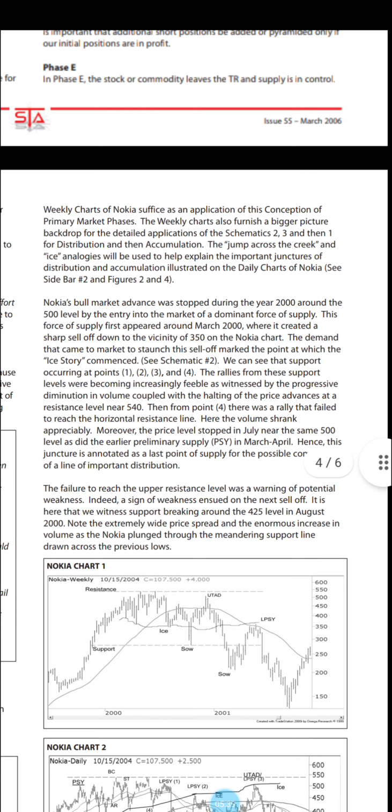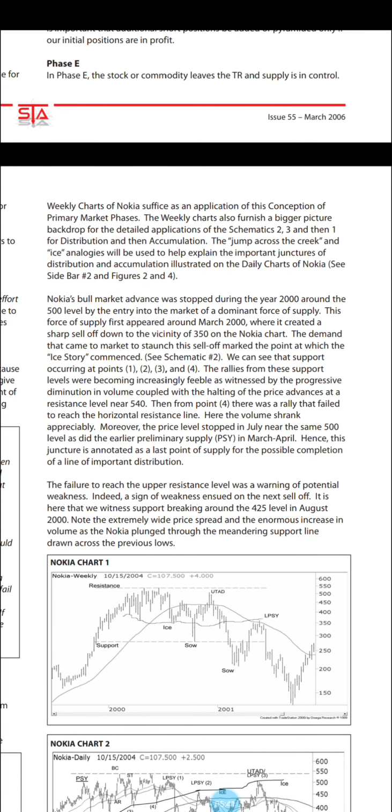So, alright. Nokia's bull market advance was stopped during the year 2000 around the 500 level by the entry into the market of a dominant force of supply. This force of supply first appeared around March 2000, where it created a sharp sell-off to the vicinity of 350 on the Nokia chart. The man that came to the market to staunch this sell-off marked the point at which the ice story commenced. See schematics 2.